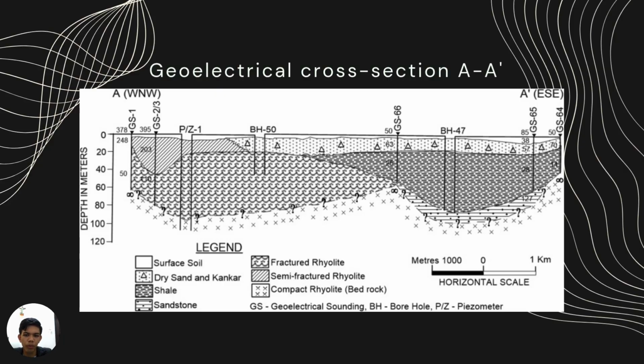At the surface, the top layer is sandy soil with resistivity ranging from 50 to 395 ohm meters, varying due to soil type and moisture, and is about 1 to 3 meters thick. Below this, the western part has layers of semi-fractured, fractured, and compact rhyolite rock with resistivity values indicating how broken or solid the rock is. On the eastern side, the layer includes sand with kankar, shale, sandstone, and highly resistant rhyolite at the bottom.